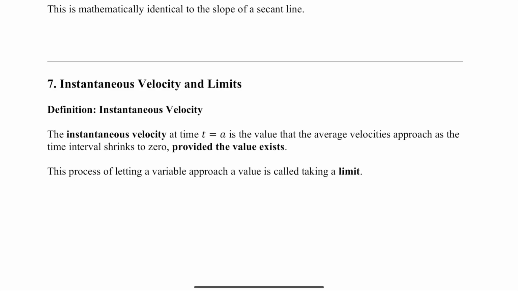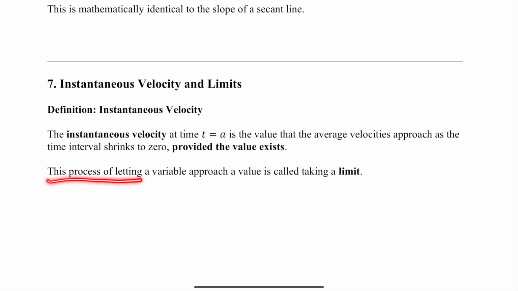Let me say that more simply. We compute the average velocity over smaller and smaller time intervals. As the interval gets smaller, the average velocities begin to approach a single number. That number is the instantaneous velocity.